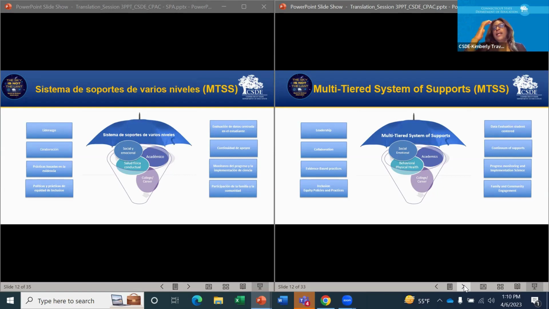And I do want to point out that I have physical health on there because sometimes, things like, I had one year where I had two students, one who had leukemia and one who had a brain tumor.